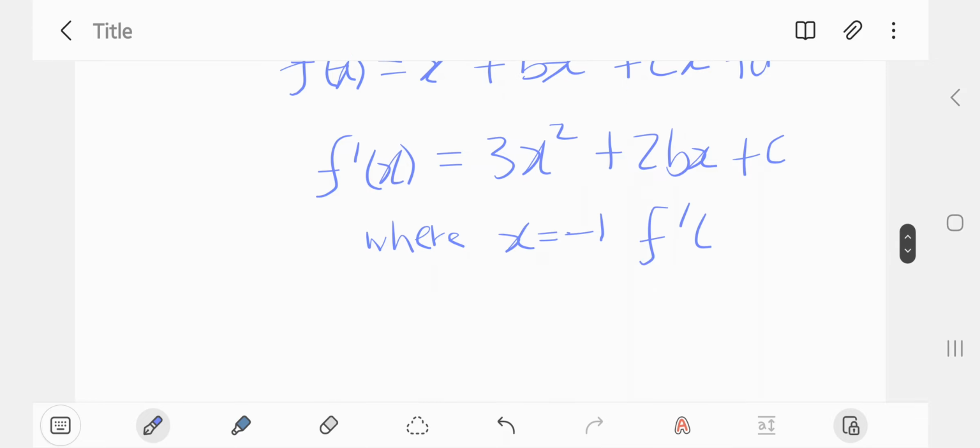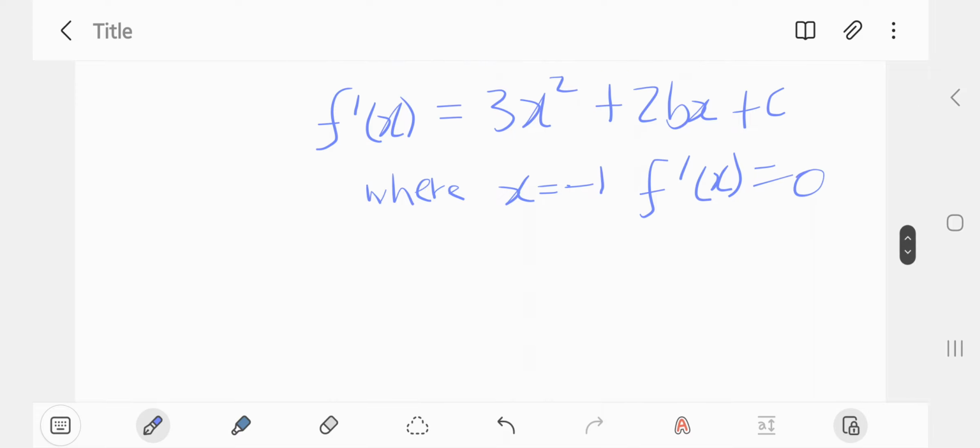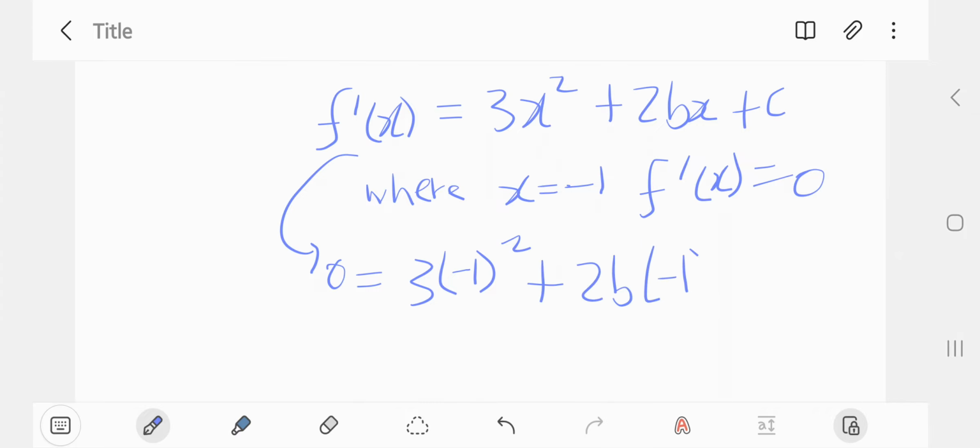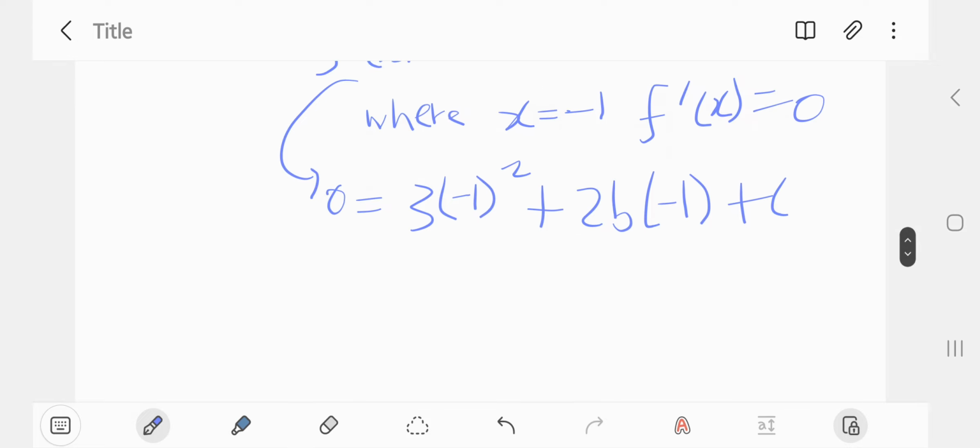F prime x is equal to 0, because that's the x value of the turning point. So now let's replace our x value. We just replace this with 0. So it's going to be 0 is equal to 3 times (-1) squared plus 2b times (-1) plus c. Now we can see that we only have two unknowns, b and c, which hints that we're going to be using some sort of simultaneous equation. But that's okay, so let's push.